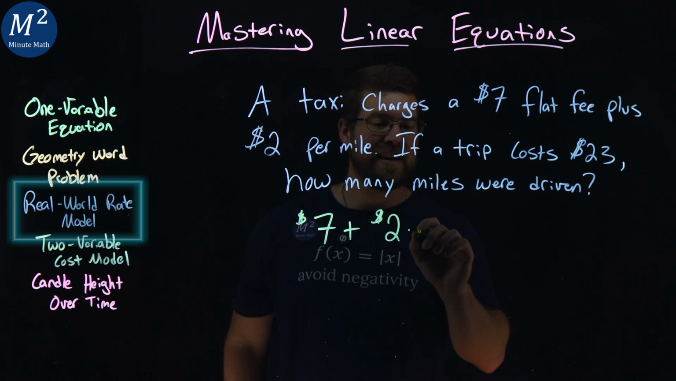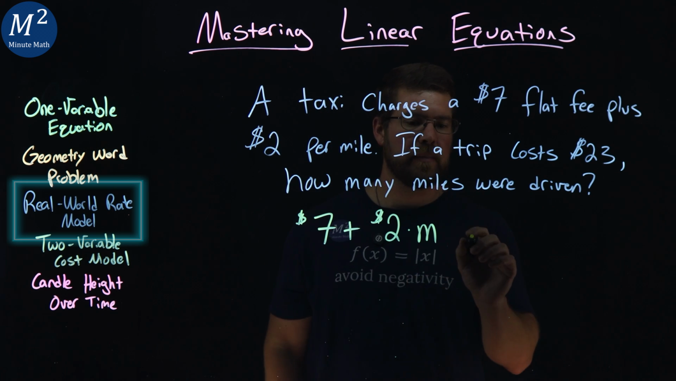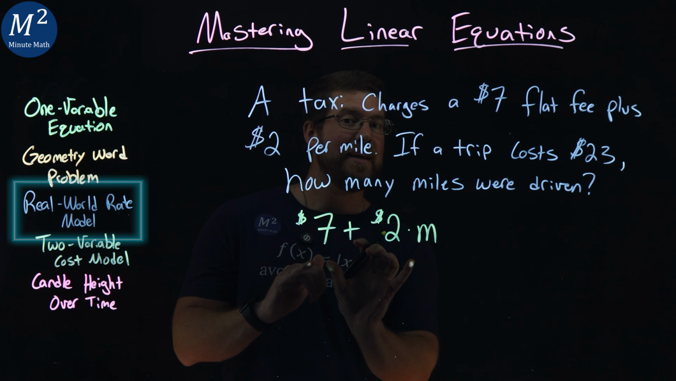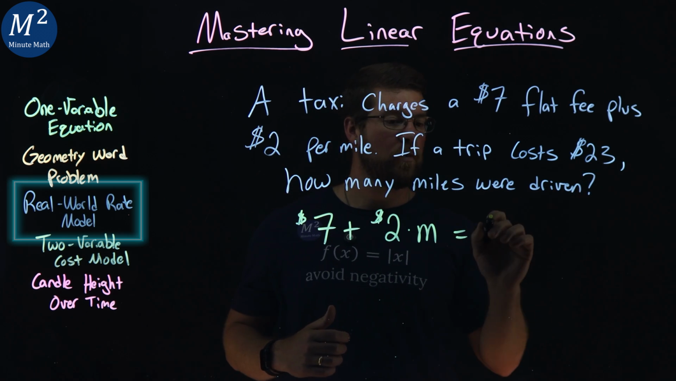We don't know that. Let's give that the variable m. We're unsure what that value is. And they say the total trip cost $23. So this whole thing here is going to give us the cost, the total cost, and they told us it's $23.